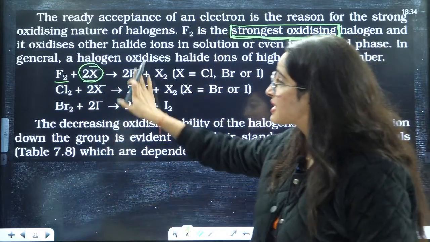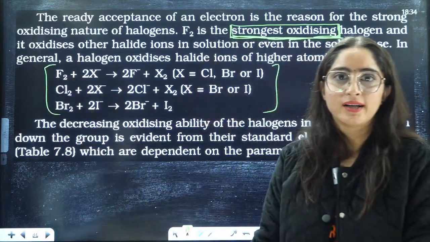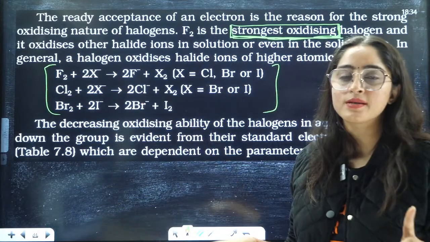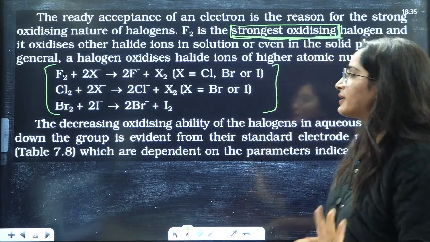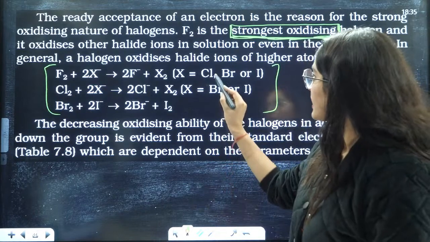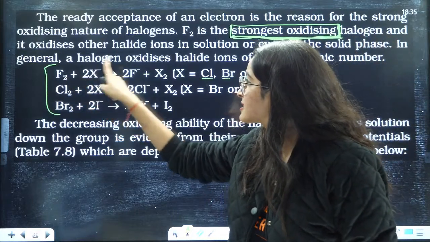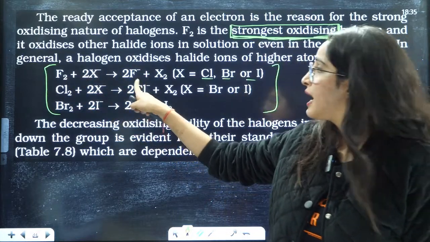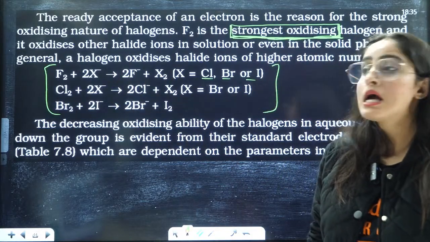See, these three reactions are very simple yet very important, right? Here they are simply saying that fluorine can oxidize chlorine, bromine or iodine. That is why here X can be chlorine, bromine or iodine. That is how fluorine is itself getting reduced and it is oxidizing X negative to X2.